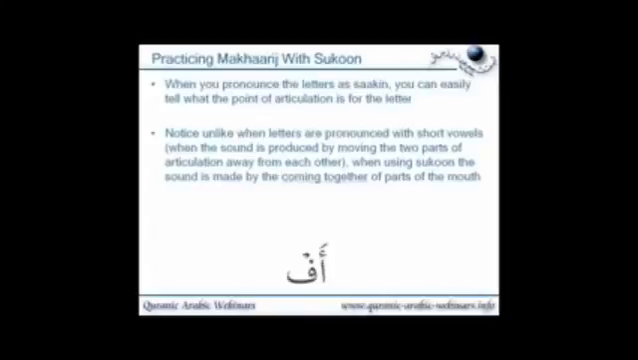For instance, here we have the hamza on top of the alif with fatha, and we have the fa with the sukoon. So this would be pronounced as af. Now if you say af, you'll notice that your top front teeth come together with the inner portion of your bottom lip. So that's exactly the opposite with the short vowels. So when you use sukoon, the parts that are involved in the pronunciation of the letter with sukoon come together. So again, af brings parts of your mouth together. So that's an important part to understand.